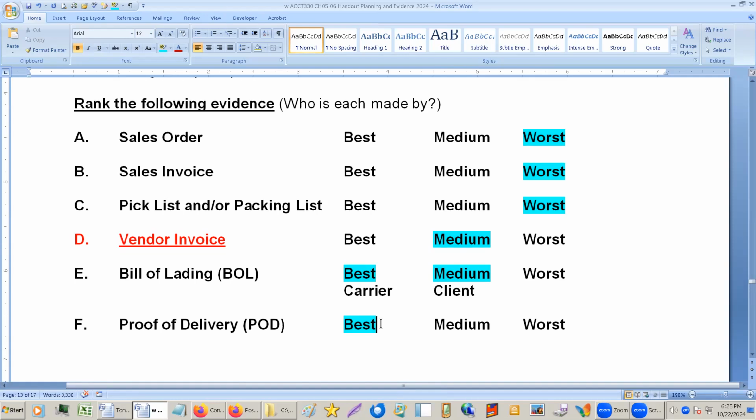Now, as far as proof of delivery, most likely that's going to come from the vendor, not the vendor, the carrier.